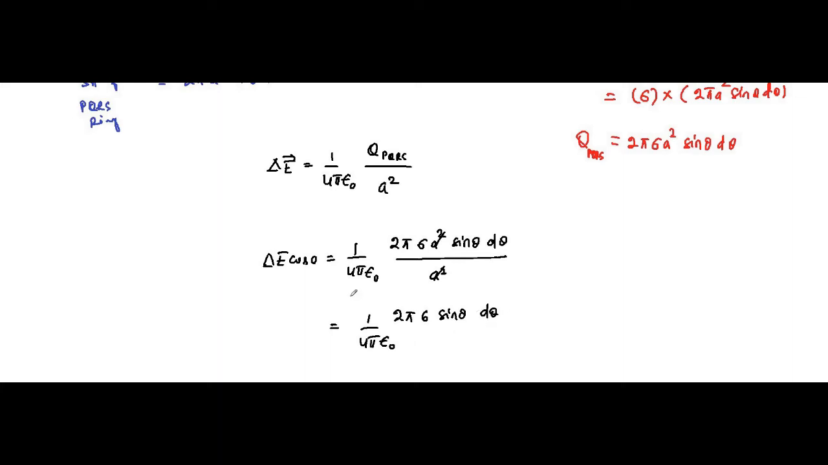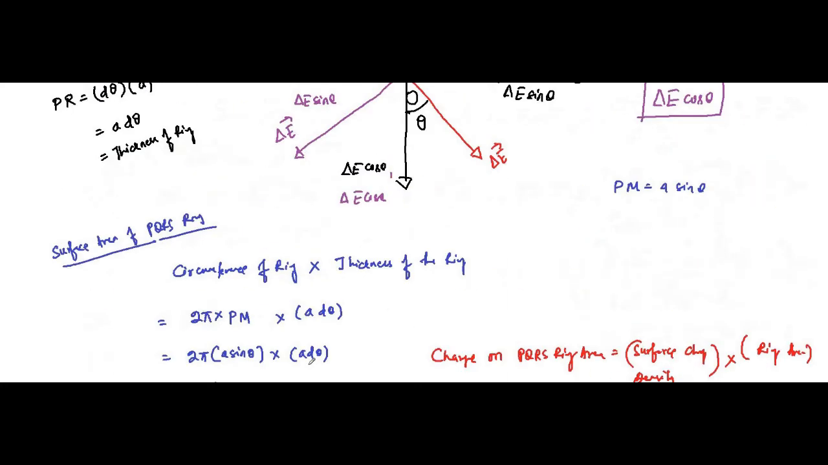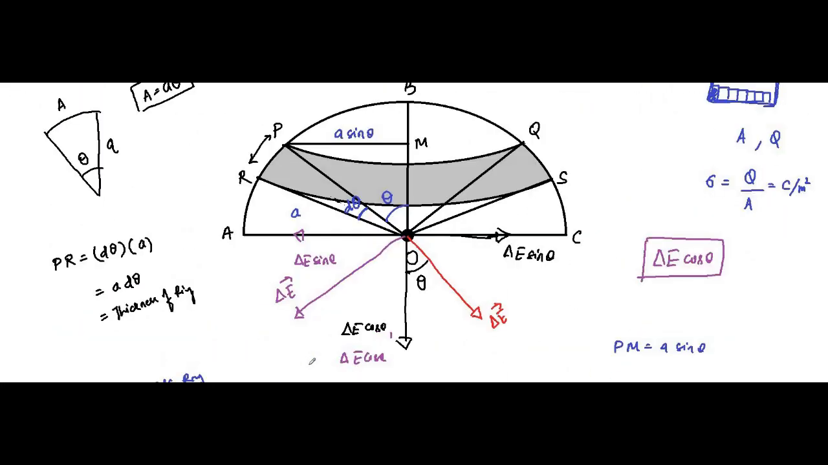Now the net electric field intensity delta E is simply the summation of the cos theta component, or the integration of the cos theta component. Okay, the cos theta component. Now what will be the limit of such integration?